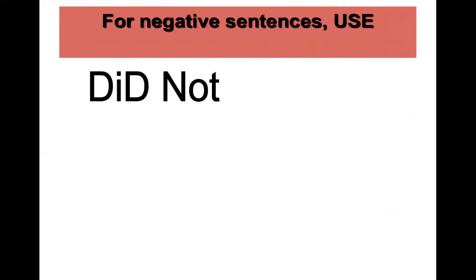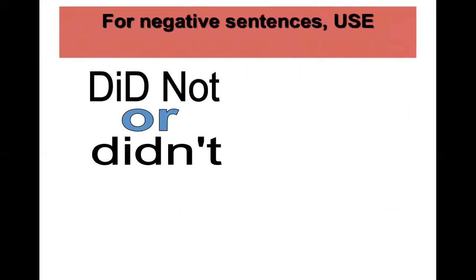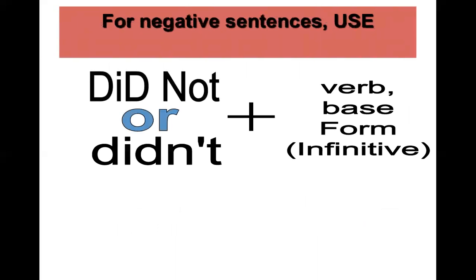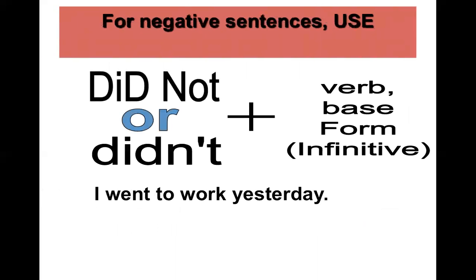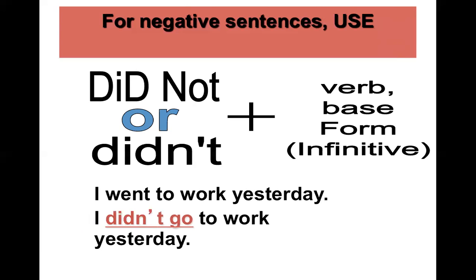For negative sentences, we use the auxiliary verb did not, or didn't, plus the verb in infinitive. I went to work yesterday. I didn't go to work yesterday. Look at the negative past sentence: you have the auxiliary verb did in negative form and in past, but the verb is in infinitive and in present. I didn't go to work yesterday.